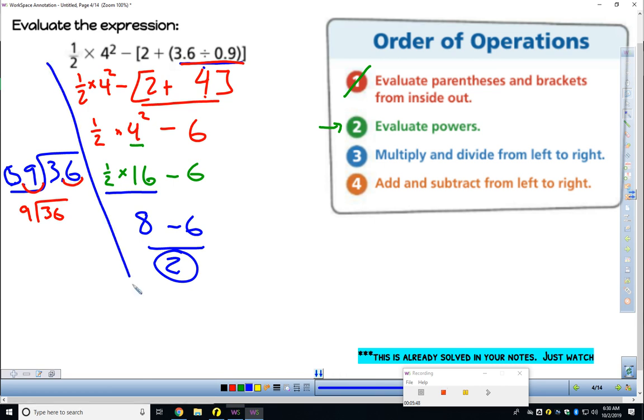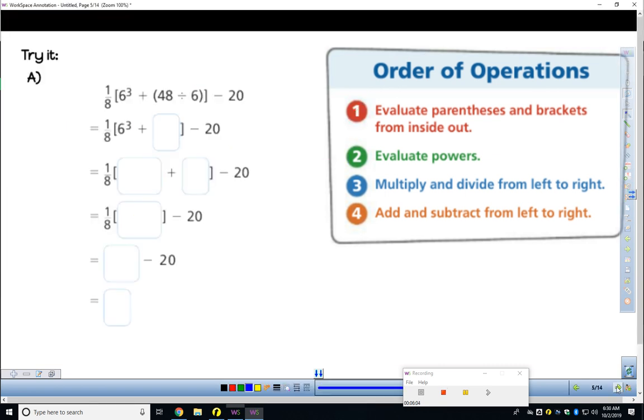Notice that it looks like a piece of pizza or an ice cream cone. This is what I want your problems to look like and how I want the work to be shown. It will help you stay more organized. It will help us identify if you made an error, where the error was made. Pause this screen and try to fill in the missing steps.